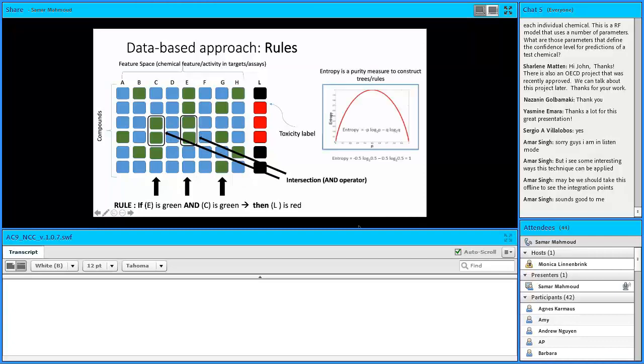And one of the key search algorithms that have been used to search for these combinations is called entropy, which builds up the feature combination iteratively, and it's very common to construct trees and rule models.